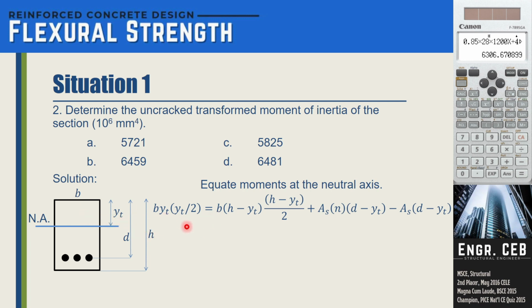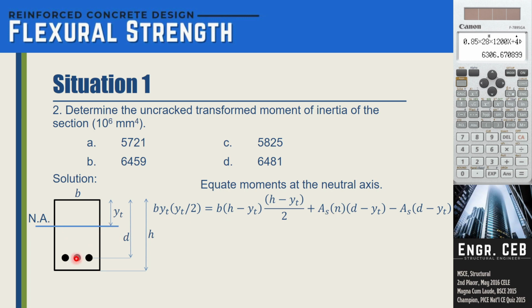And then, we take the moment of the elements of the cross section that are below the neutral axis. First, we take the moment of the rectangular part. That is b times (h minus y sub t). How do I get the h minus y sub t? h minus y sub t is the height of the rectangular portion below the neutral axis. So b times (h minus y sub t) times (h minus y sub t) over 2. That is the moment of this rectangle.